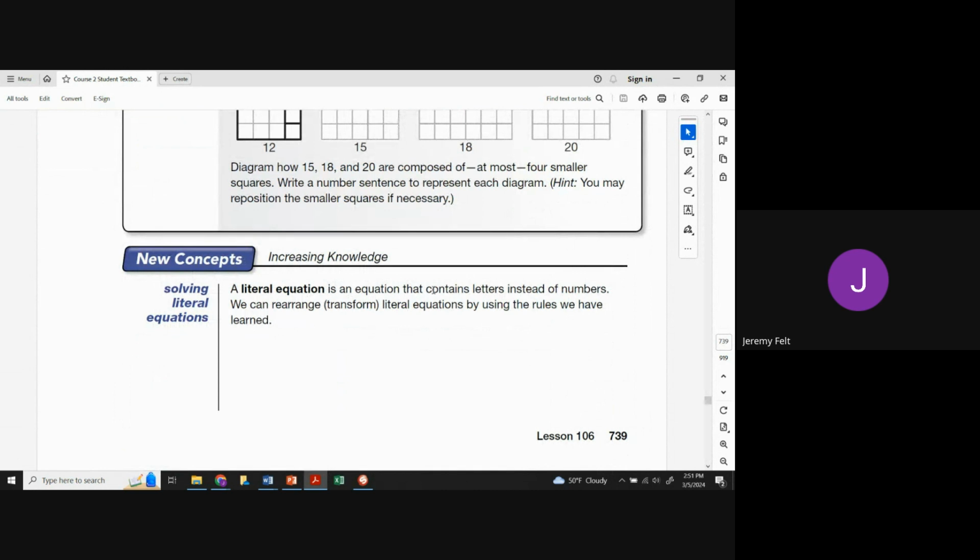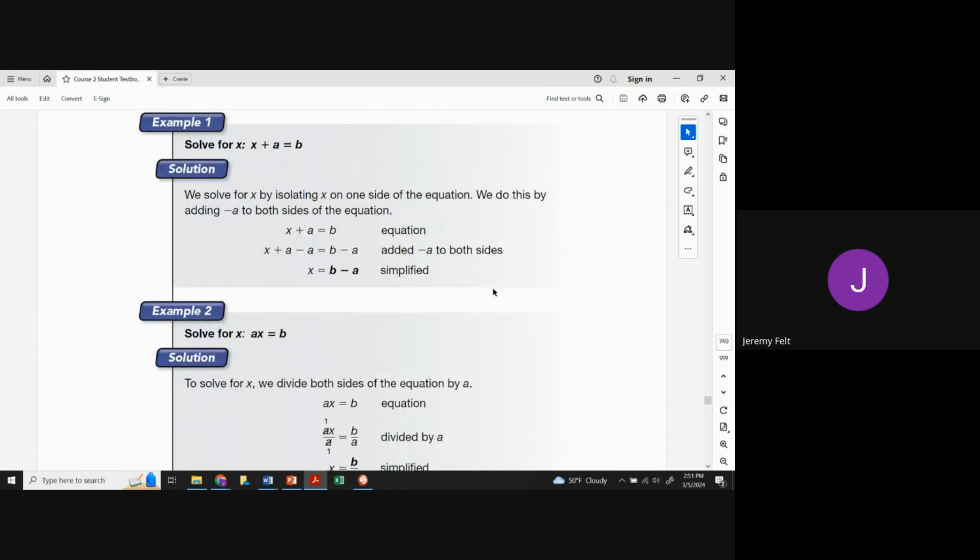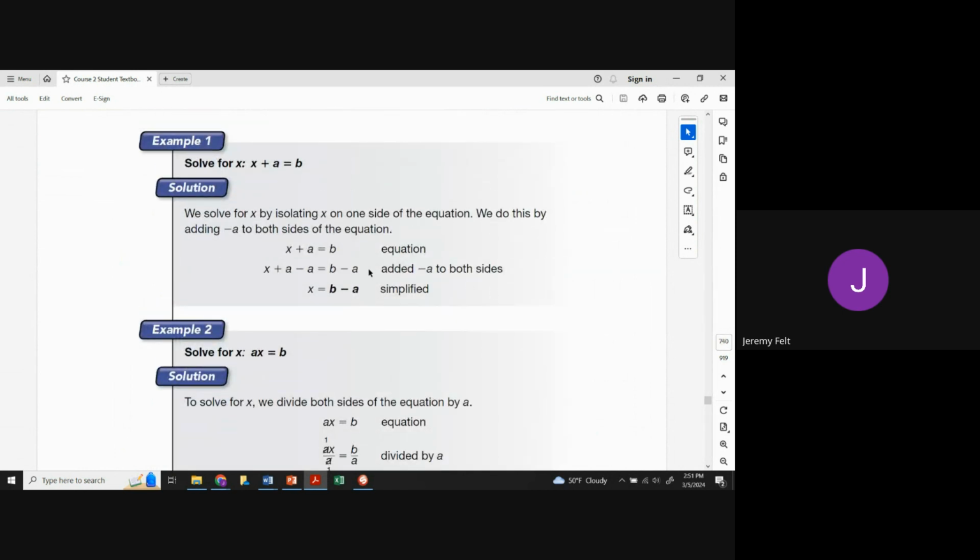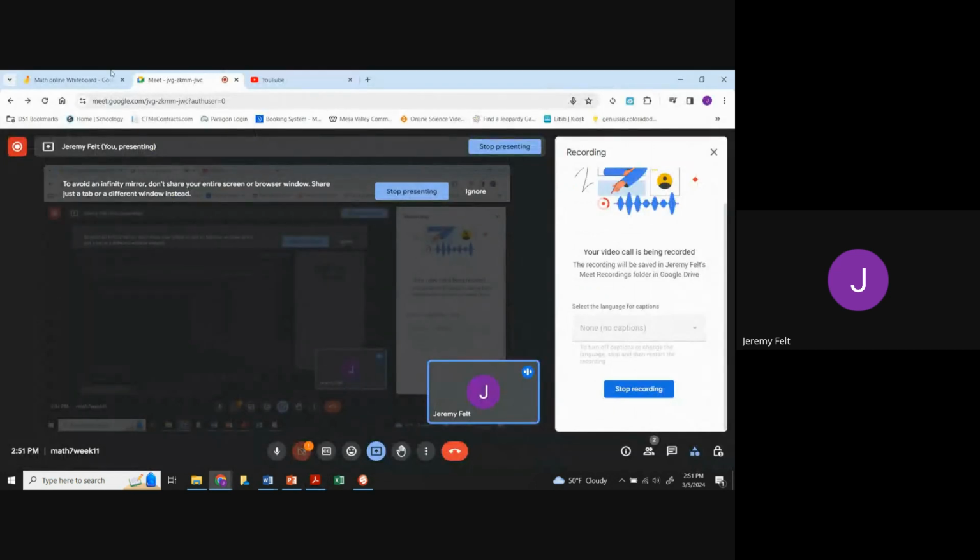A literal equation is an equation that contains letters instead of numbers. We can rearrange or transform these equations by using the rules that we have, inverse operations, different things like that. So we can solve it in terms of, we have three unknowns, x, a, or b. And so we're not going to solve for what x, a, or b is necessarily. We're just rewriting it in a way that we can use it.